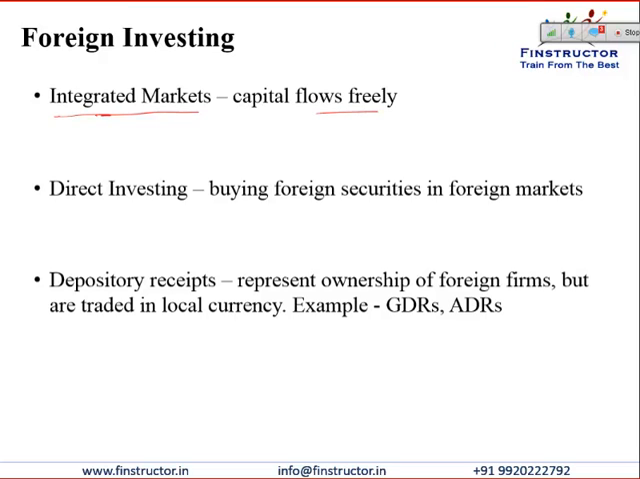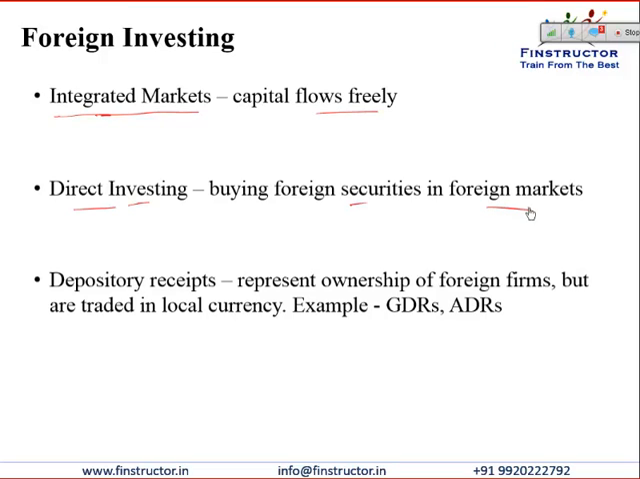So with special regulations, many a times direct investing is allowed. So direct investing means going into that country and buying the assets. So buying foreign securities in foreign markets would be an example of direct investing. Depository receipts are another way of taking a stake in a foreign market.